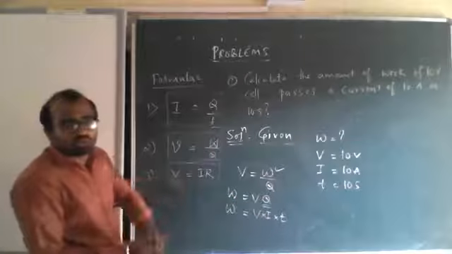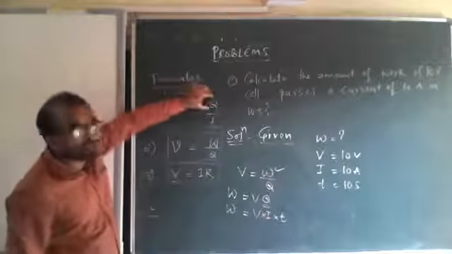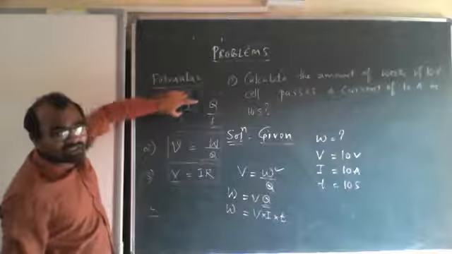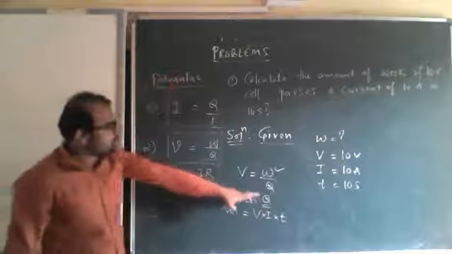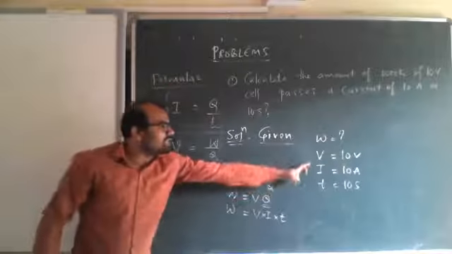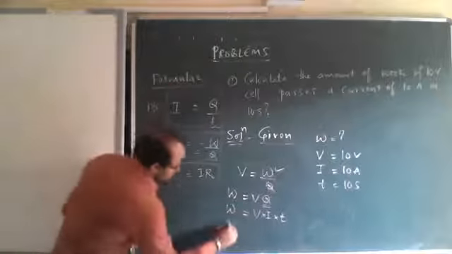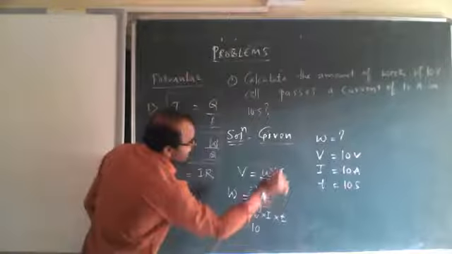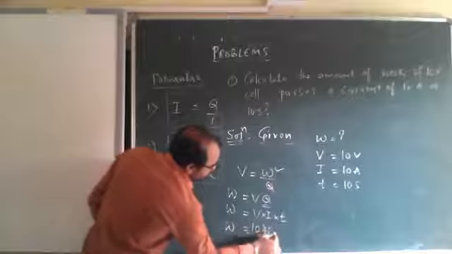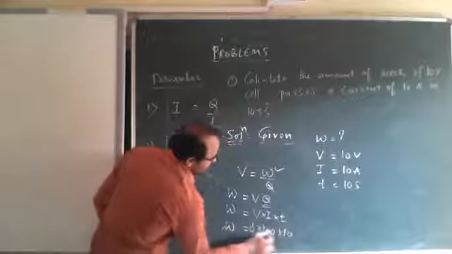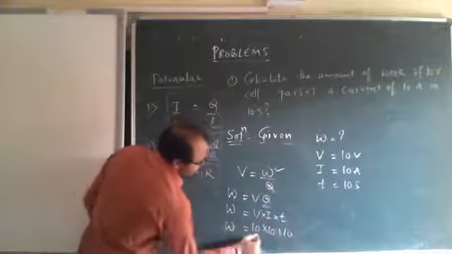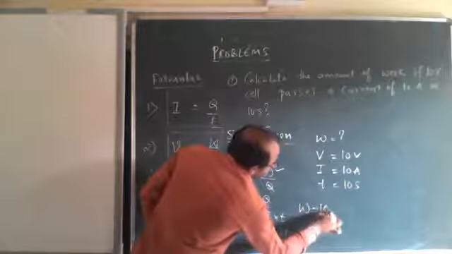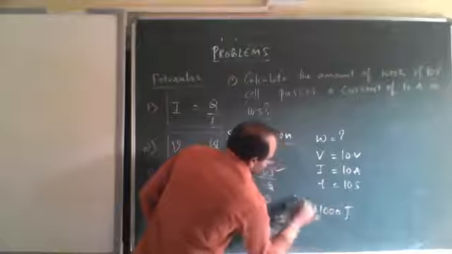Look at the formula here, I is equal to Q by T. So I want only Q. T will go to this side, Q equal to IT. So in place of Q I will write IT, so W is equal to VIT. What is our V? 10 volt, I is 10 ampere, T is 10 second. 10 into 10 is 100, into 10 is 1000. So W is equal to 1000 joules.